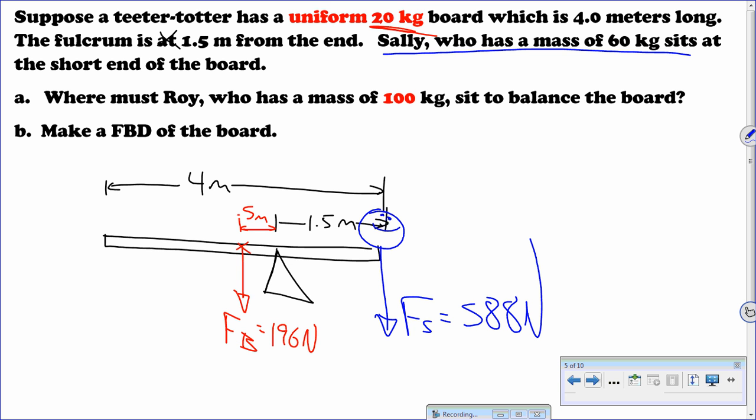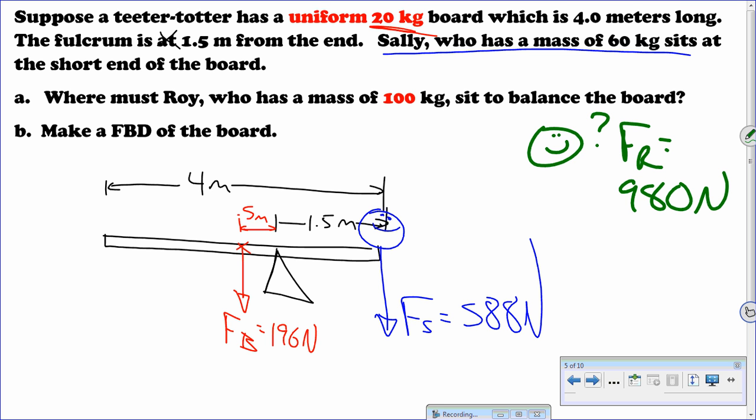Good. And then there's one other force. We got to put Roy out here somewhere. So here's Roy. He's going, where do I sit? He's going to exert a force of 100 times 9.8, so 980 newtons. You could probably pretty safely hazard a guess about which side he's going to sit on, right? It won't always be obvious, but in this one I hope it's fairly obvious, right?